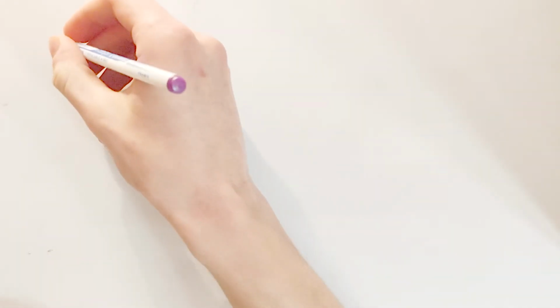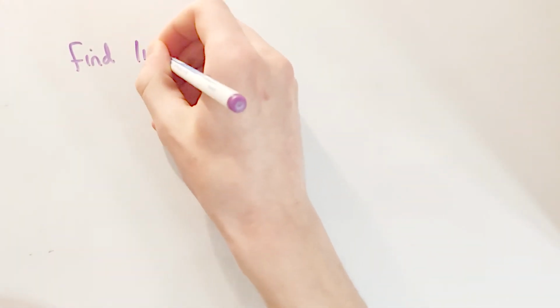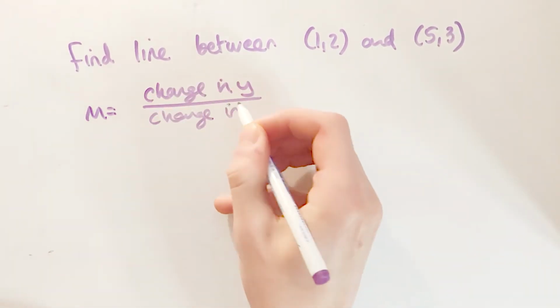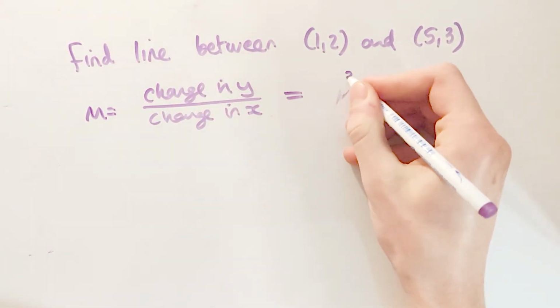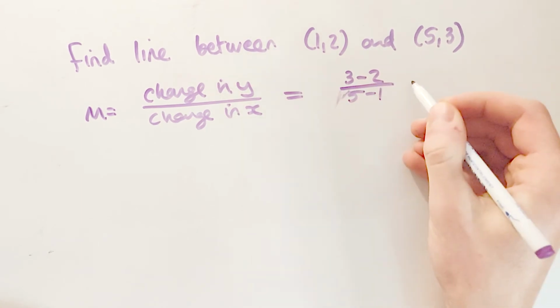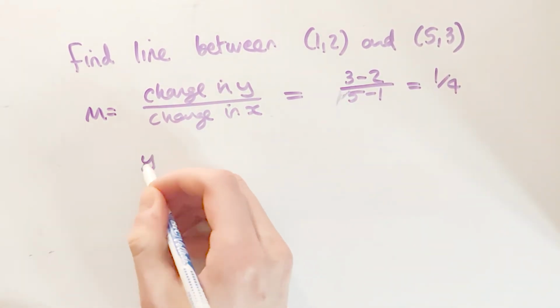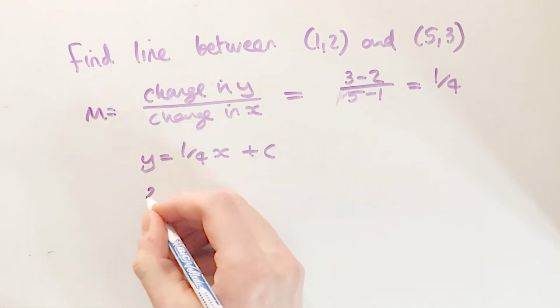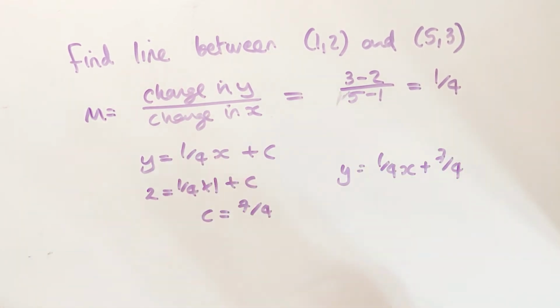We also need to be able to find the equation of a line that goes through 2 points. First, work out the gradient with the gradient formula, which says the gradient is the change in y divided by the change in x. Once we have this, we can substitute this into y equals mx plus c with one of the points to find the equation of the line. You can use either point, just choose the one that looks easier.